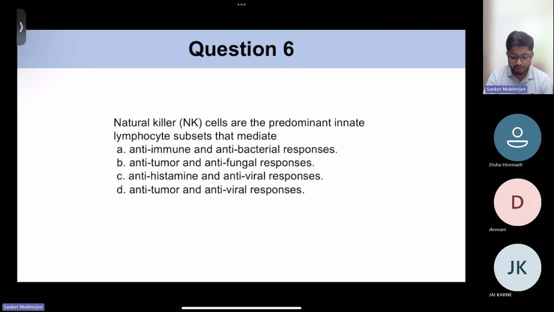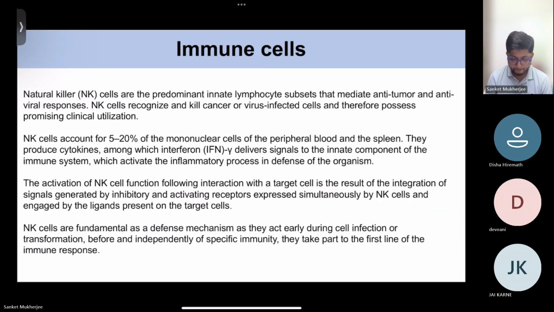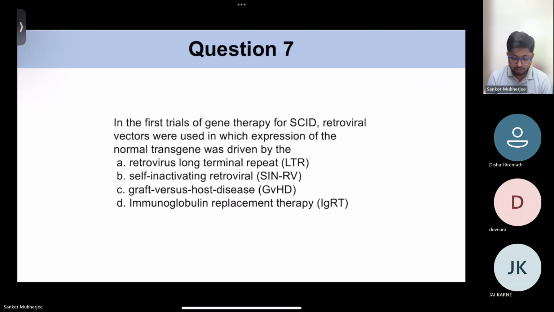Natural killer cells are predominant innate lymphocyte subsets that mediate anti-immune and antibacterial responses, anti-tumor and antifungal responses, antihistamine and antiviral responses, or anti-tumor and antiviral responses. Option D. So they mediate anti-tumor and antiviral responses. You can read about it.